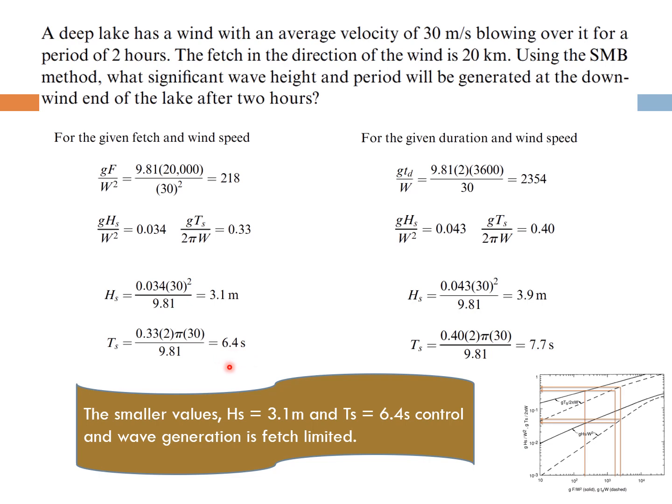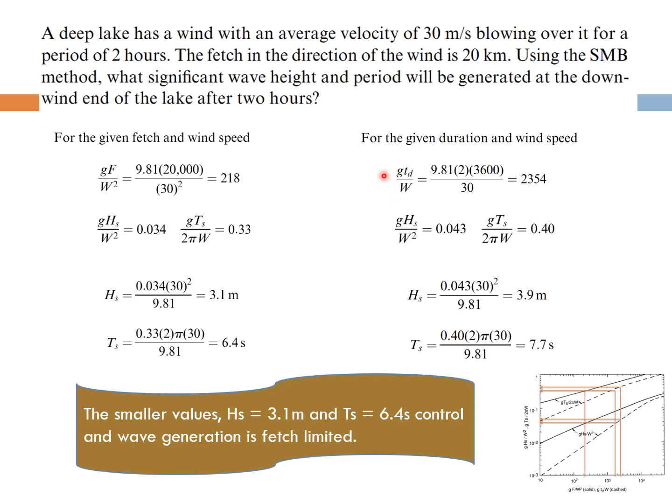seconds. What it means here is that if the wind blows over the surface of this lake over a distance of 20 kilometers, we expect to get a significant wave height of 3.1 meters and a significant wave period of 6.4 seconds. But that is only based on the effect of fetch alone. Now let us consider the effect of wind duration.